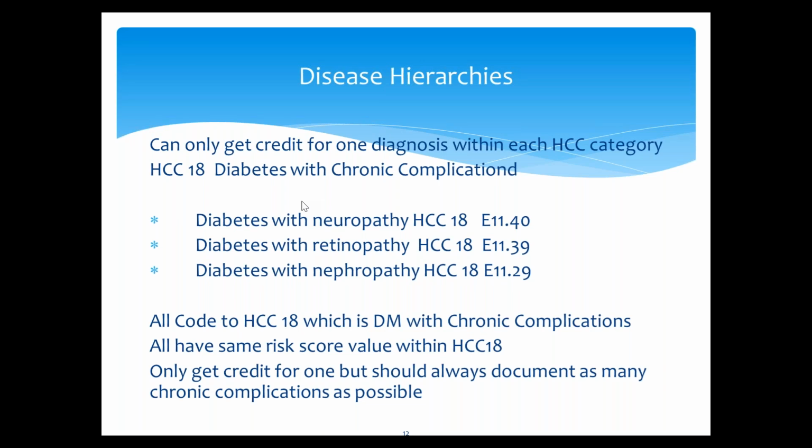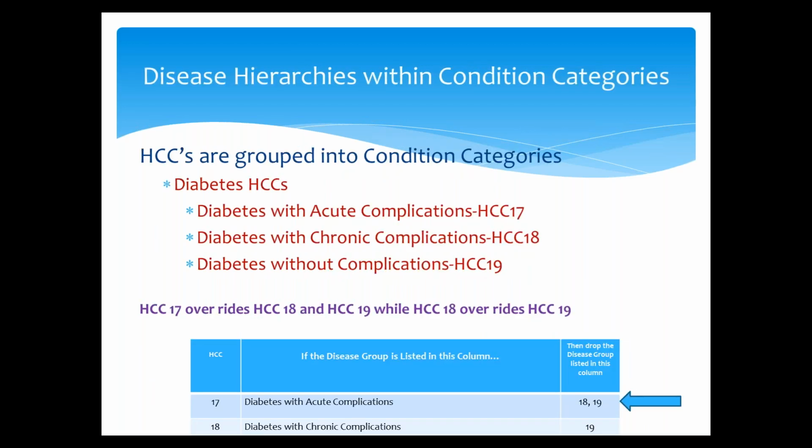So let's look at these hierarchies with diabetes, a very good example since we all have diabetic patients. You only get credit for one diagnosis within that HCC category. So all the complications, nephropathy, retinopathy, neuropathy, peripheral vascular disease, all of them code to HCC 18. However, you're only going to get credit for one. That doesn't mean you don't want to code them all, but you're only going to get credit for one. So it's important to understand that.